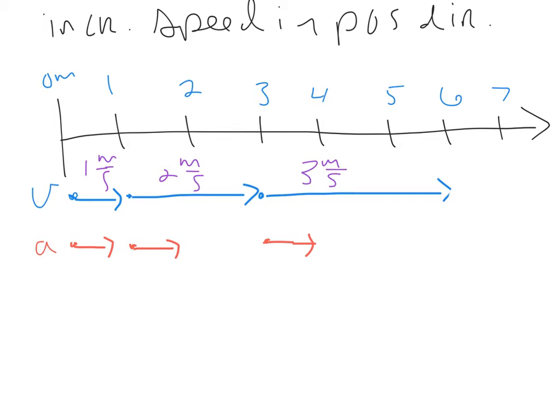Another way of looking at this is saying that this plus this equals this. So 1 meter per second plus an additional meter per second equals 2 meters per second. 2 plus 1 equals 3. If I keep going, 3 plus 1 would have equaled 4. So this is how you represent acceleration in a motion map.